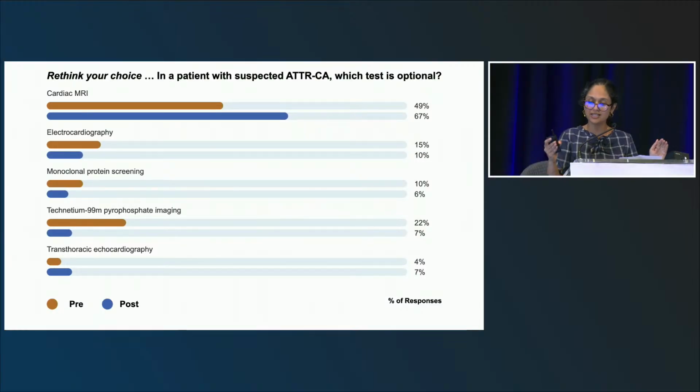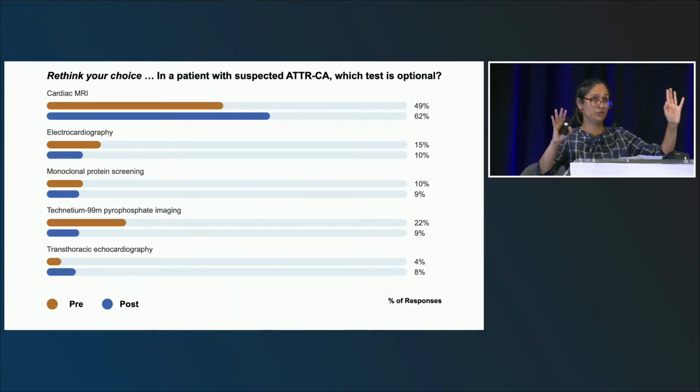Because listen, everyone who comes into a cardiologist's office is going to have their electrocardiogram and their echo. The echo is the first-line test for dyspnea, edema. And of course, we said the requisite part of your analysis is the monoclonal protein screen and the technetium scan. An MRI is neither necessary nor sufficient.